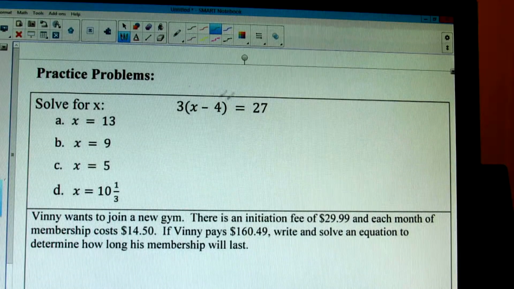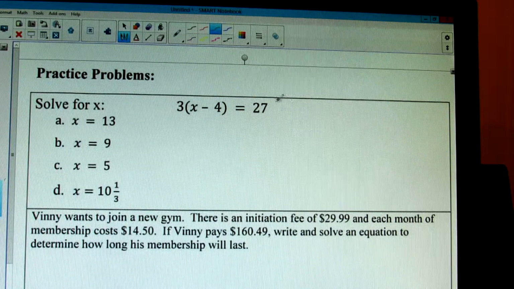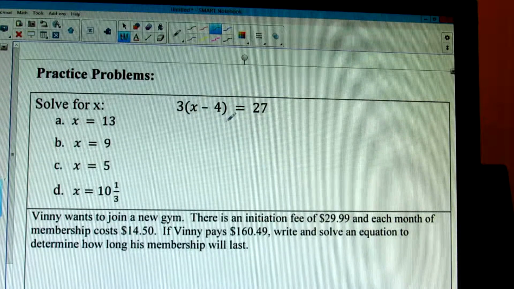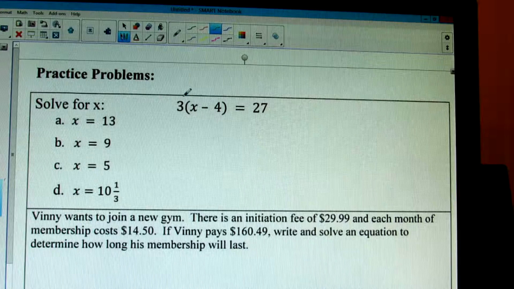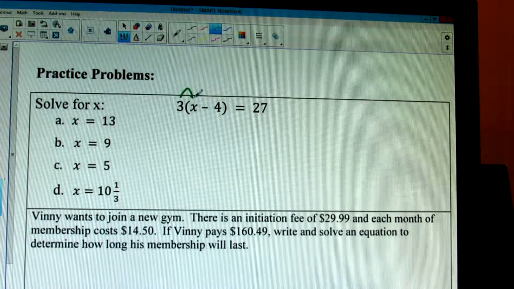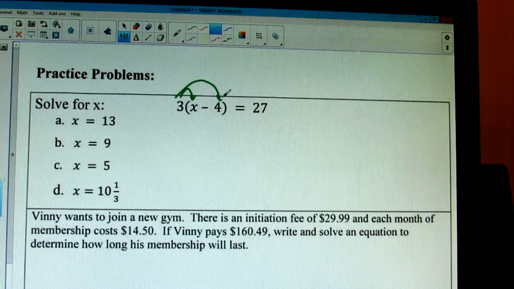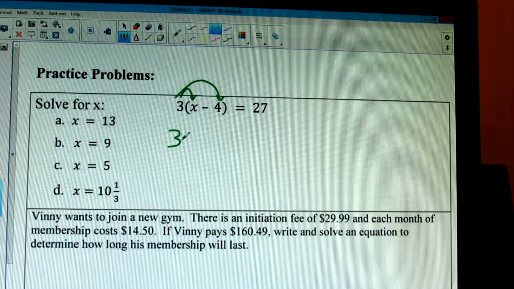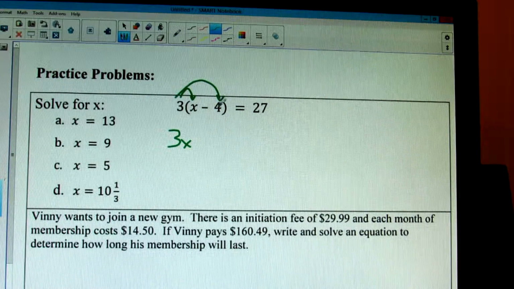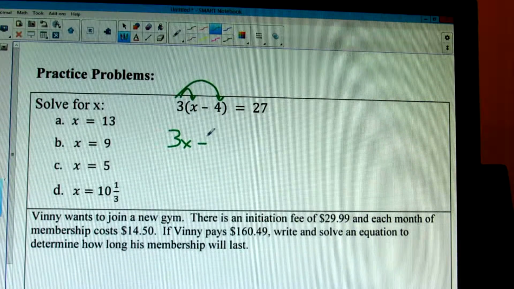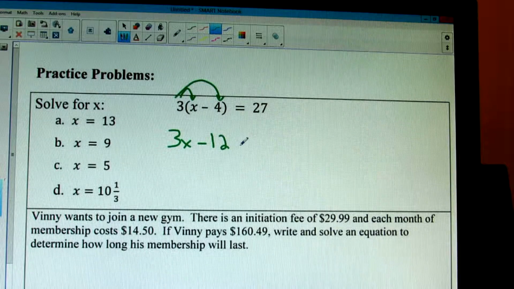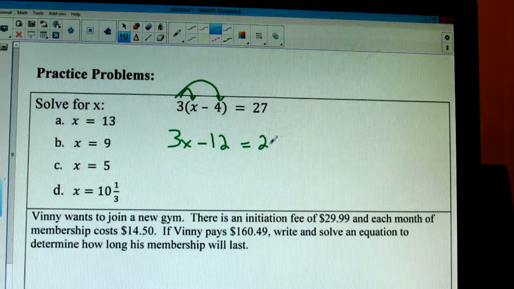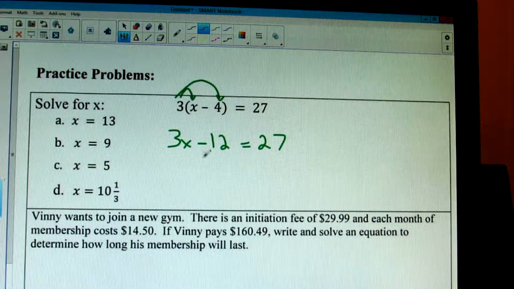Solve for x. Okay, so there's two different ways to do this problem. One way, if you notice something happening here, this is one of our properties too. It's the distributive property. I can distribute first. 3 times x is 3x. 3 times negative 4 is negative 12 equals 27. And now I can solve this problem.